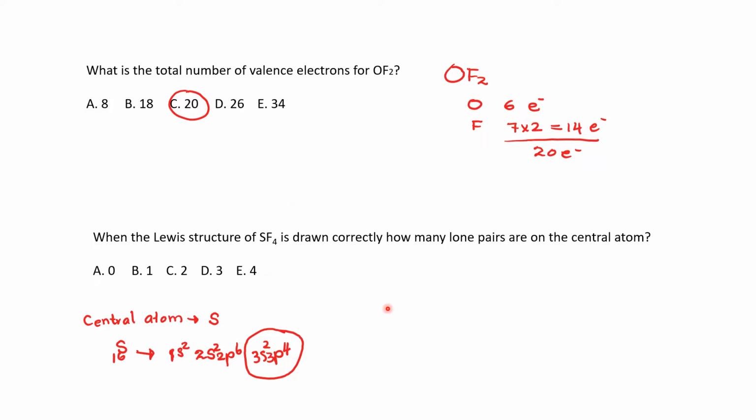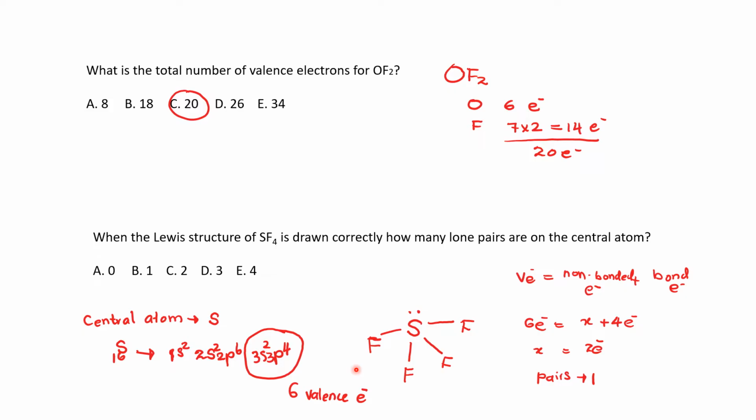When the Lewis structure of SF4 is drawn correctly, how many lone pairs are on the central atom? So you need to identify which one is the central atom. When you look at the molecule, you have 4 fluorines bonded to sulfur. That means sulfur is your central atom. Then you write your electron configuration to find out how many valence electrons it has. It has 6 valence electrons.